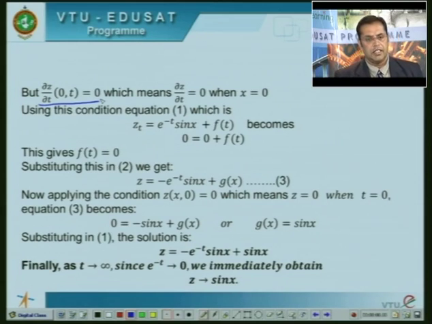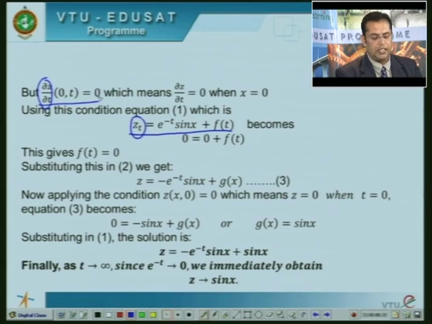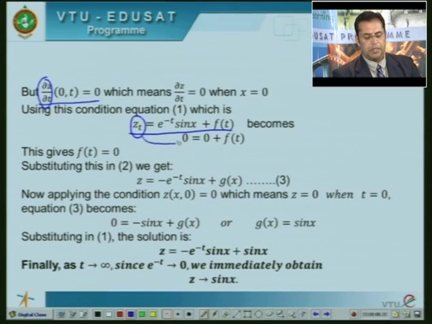Using this condition, equation 1, which was earlier this, becomes, so replace dou z by dou t by 0 when x is 0. So, what happens? The left hand side will be 0 when x is 0, since dou z by dou t is equal to 0 when x is equal to 0. So, dou z by dou t in the LHS is replaced by 0, when x is 0, sin 0 is 0. So, the first term is 0 plus f of t, which gives you f of t equal to 0.